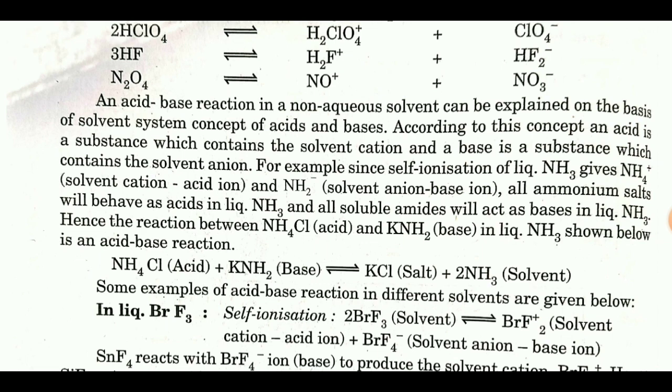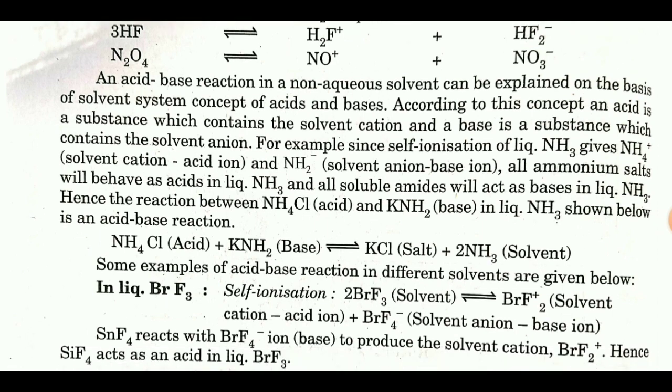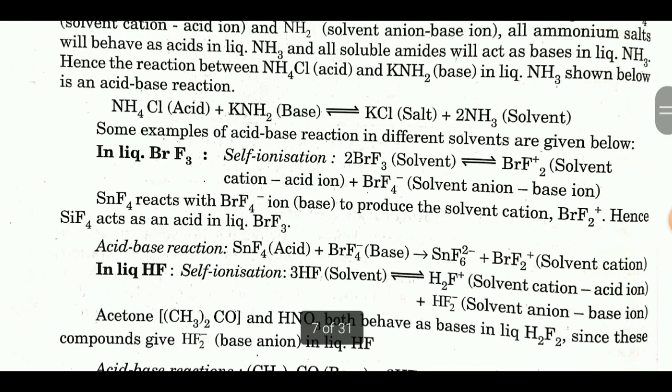For example, since self-ionization of liquid NH3 gives NH4+ solvent cation, that is the acid ion, and NH2- solvent anion, the base ion, all ammonium salts will behave as acids in liquid NH3 and all soluble amides will act as bases in liquid NH3. Hence, the reaction between NH4Cl acid and KNH2 base in liquid NH3 shown below is an acid-base reaction. NH4Cl acid plus KNH2 base gives KCl salt plus 2NH3 solvent. Some examples of acid-base reactions in different solvents are given below.